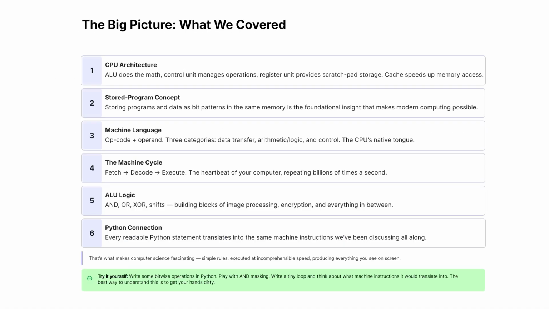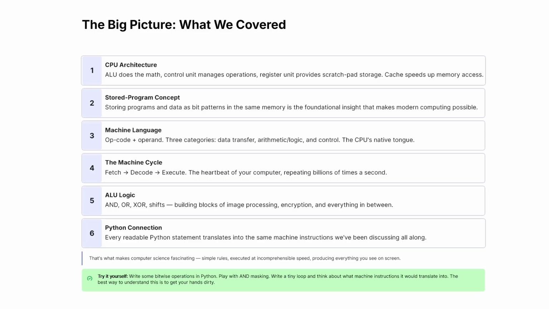What we covered today, the CPU has 3 main parts. The ALU does the math, the control unit manages operations, and the register unit provides superfast scratchpad storage. Main memory holds more data, but is slower to access. Cache memory sits in between, speeding things up. The stored program concept, the idea of storing both programs and data as bit patterns in the same memory, is the foundational insight that makes modern computing possible. It's why you can run different software on the same hardware.